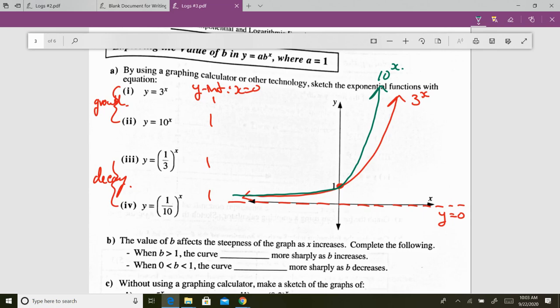What about 1/3 to the x and 1/10 to the x? Which one falls faster? 1/10. And that's just because they're reflections, right, across. So if you look at, and they all go through this. So this would be 1/10 to the x and this would be 1/3 to the x.